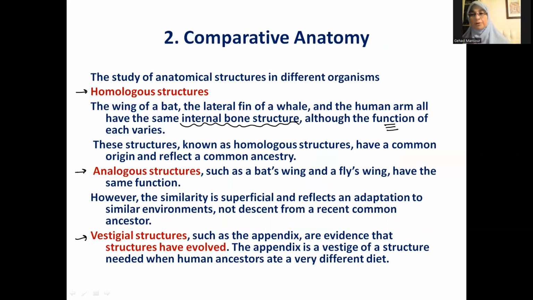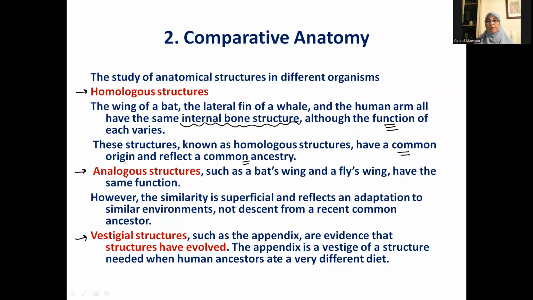For example, the wing of a bat helps it fly, the fins of a whale help it swim, and the limbs of a mammal help it walk. So they are called homologous structures, and scientists have concluded that these animals who have homologous structures have a common origin and therefore a common ancestry.